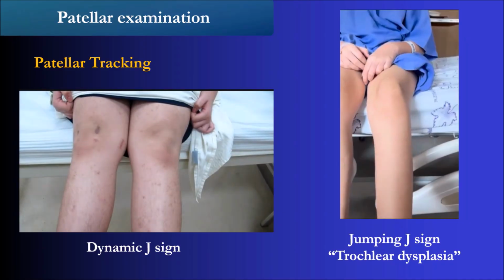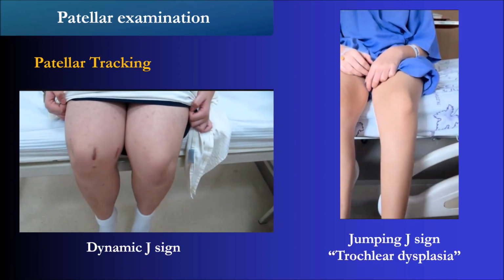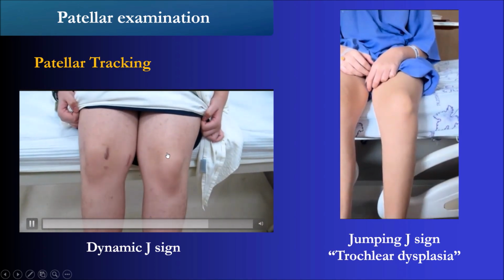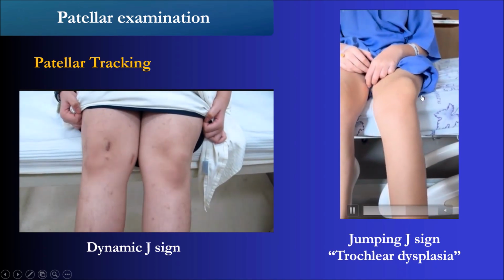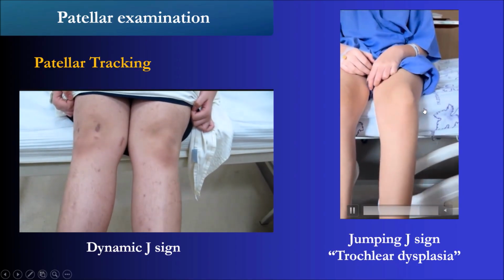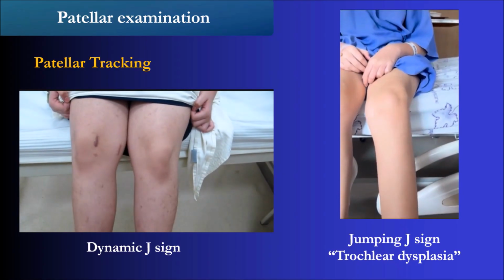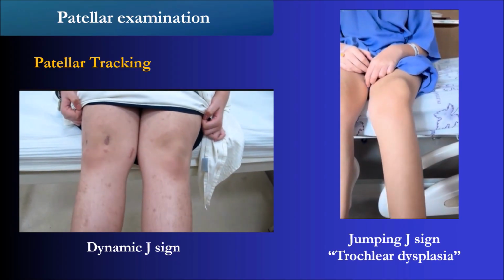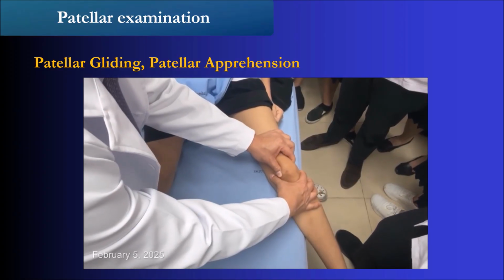Let the patient sit and then flex and extend, okay? You see that this patient, I think this side is already good. This side you have some J sign, but this one is a jumping J sign. Whenever you have a jumping J sign, think about the bone. It's not just soft tissue, you need to fix the bone. If you have a jumping J sign, keep in mind, if you fix only the soft tissue, it will fail, okay?